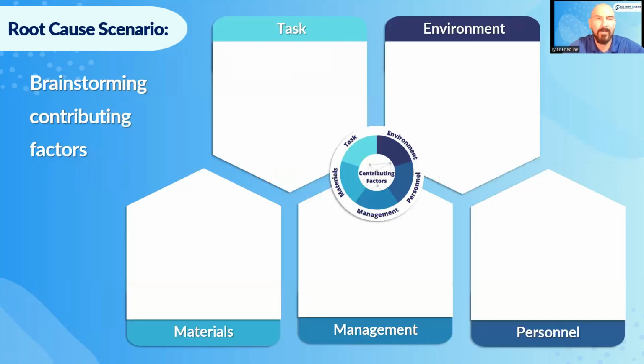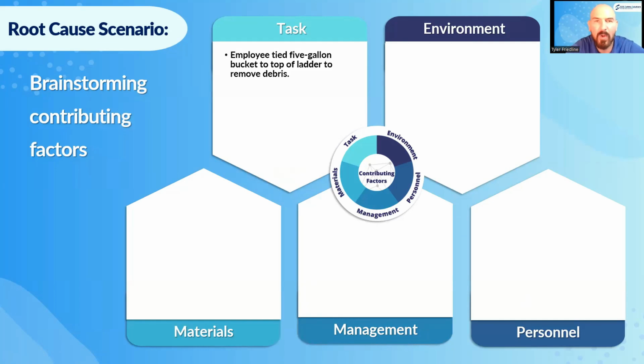So let's see how we all did with brainstorming, right? That's what we're doing. We're brainstorming contributing factors, which are the unsafe acts and conditions. And it's just useful to put them in these categories, right? Now, keep in mind, this is just a brainstorming tool. You might have the same unsafe act or condition listed in a different category than I do. That's fine. We're still going to get to the root cause. It's just useful to think in these terms.